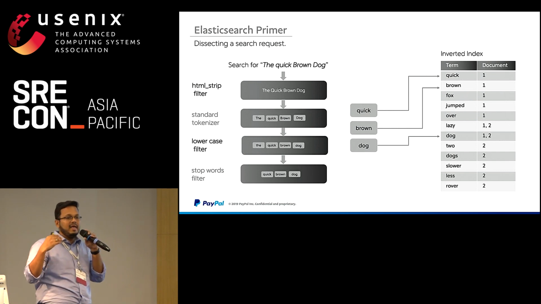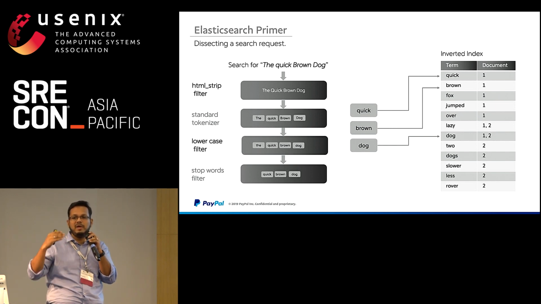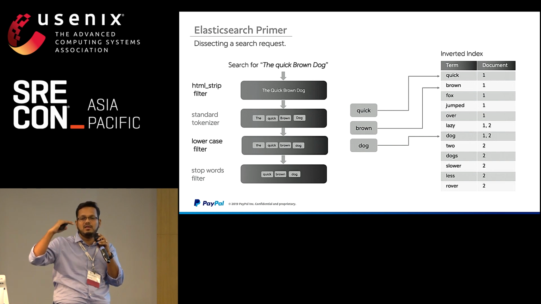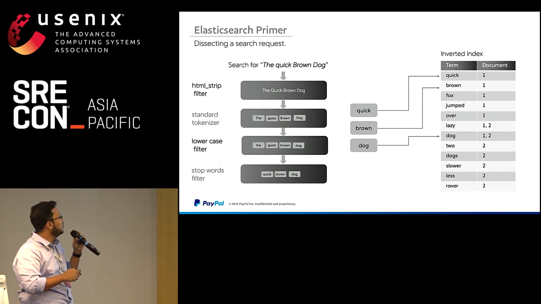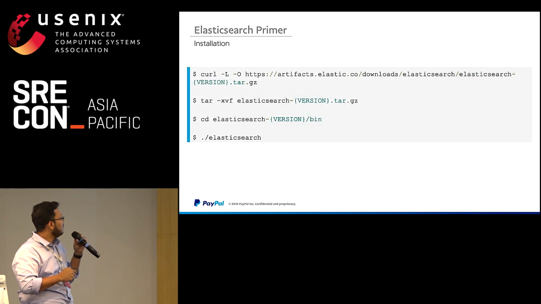Now, like I said, there are multiple other details that are part of the inverted index. You could also have something like the frequency and the position. Based on that, your records get relevance-ranked better. So this is how a search request would look.